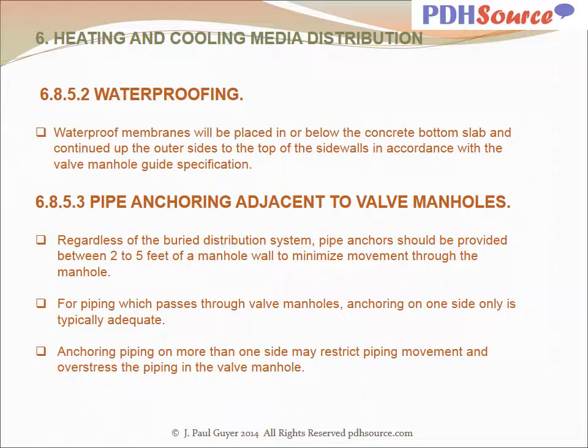Regardless of the buried distribution system, pipe anchors should be provided between 2 to 5 feet of a manhole wall to minimize movement through the manhole. For piping which passes through valve manholes, anchoring on one side only is typically adequate. Anchoring piping on more than one side may restrict pipe movement and overstress the piping in the valve manhole.